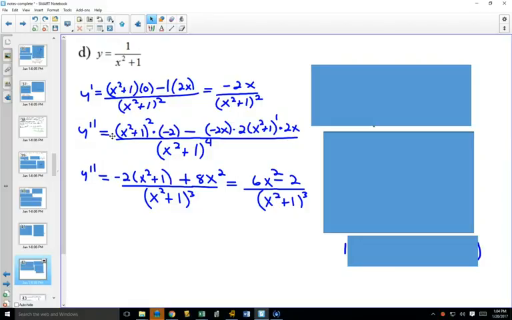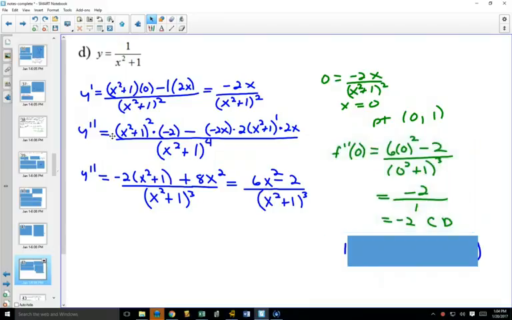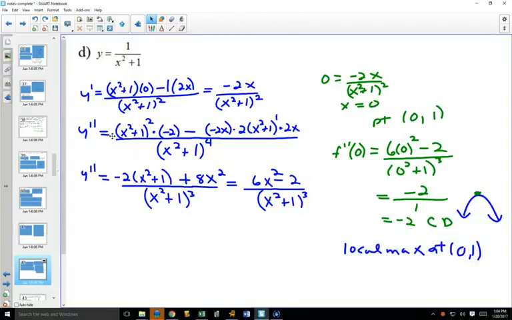So now, when you want to find your first derivative, when is it equal to 0? Remember that a fraction is only equal to 0 if the numerator is equal to 0. So we need to find out when is -2x equal to 0, and that happens when x is 0. Plug 0 back into our original function, and we find out that the point is 0, 1. Plug that same x value into your second derivative, and you get -2, meaning that it is concave down. What kind of point is it then? It has to be a local max.